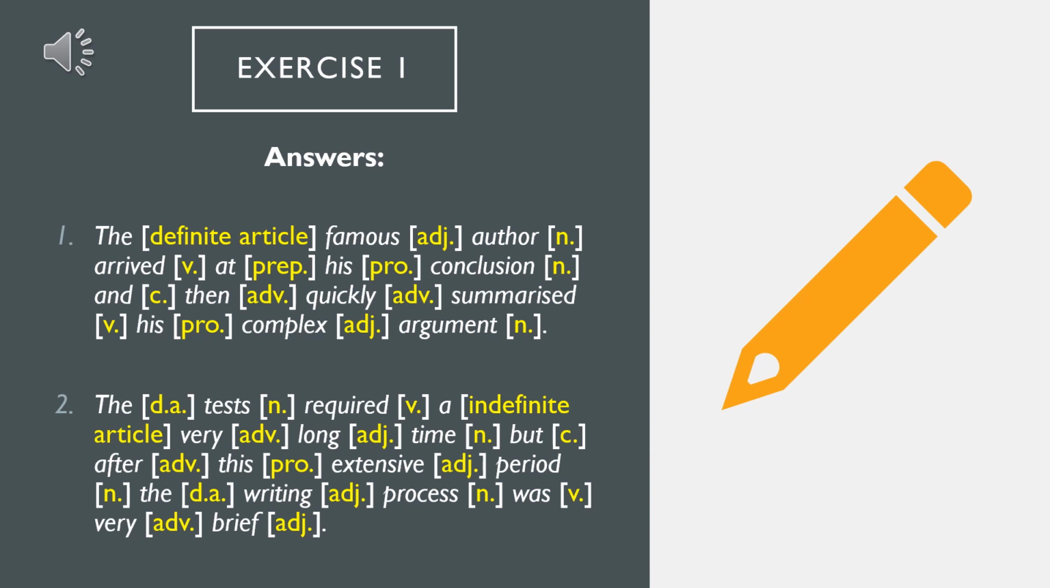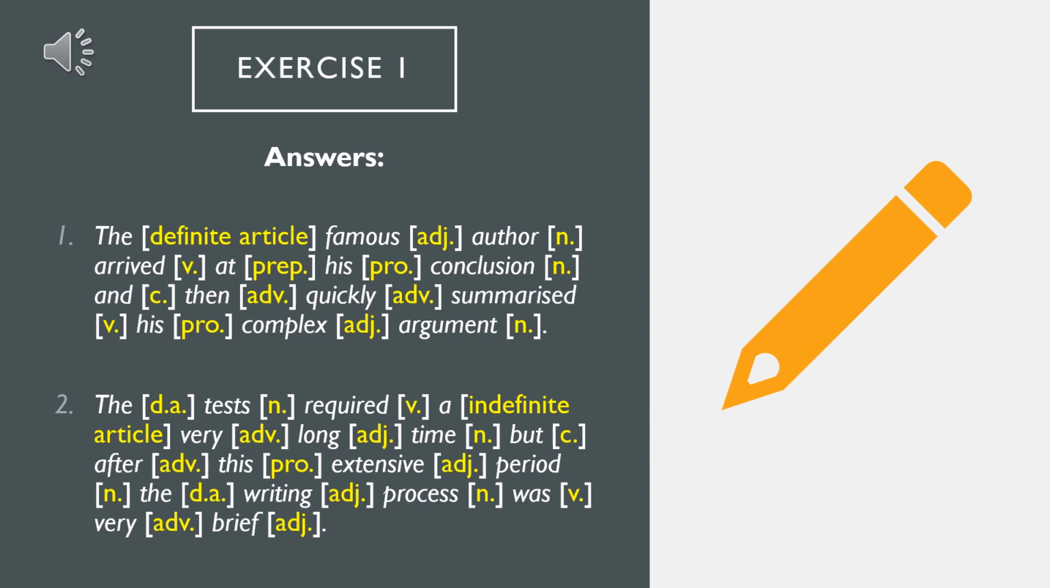Okay, so let's run through the first sentence together, word by word. The famous author arrived at his conclusion and then quickly summarized his complex argument. The is what we call the definite article. The definite article precedes the noun in a sentence, and we use it when we think the reader already knows about that particular noun. For instance, we use the definite article when we've already mentioned the noun or when there is just one of something, like the kitchen in a house or the book on a table.